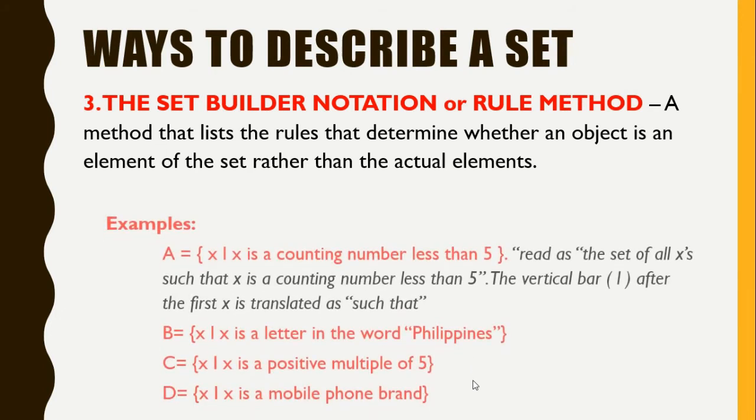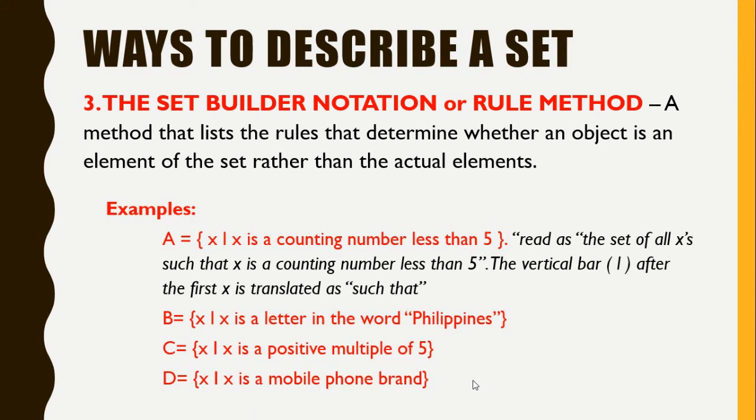So an example of this is A is equal to the set of x such that x is a counting number less than 5. Okay, read as.